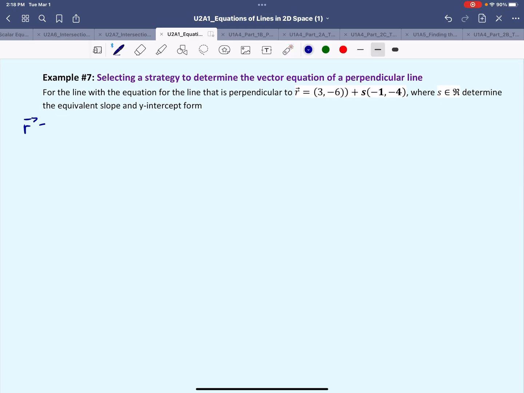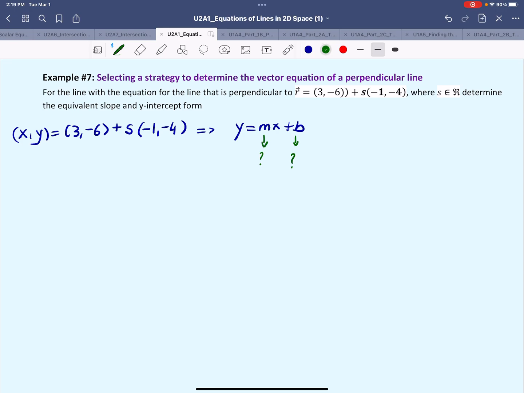So the given equation is r, or xy we should say, equals (3, -6) plus s, where s is a multiplier, (-1, -4). So this must be the direction vector. What we want to find is the equation of a line that is perpendicular to this. If I want a line that is perpendicular to it in the form y equals mx plus b, it means that I need to find what the slope and the y-intercept of this line are.